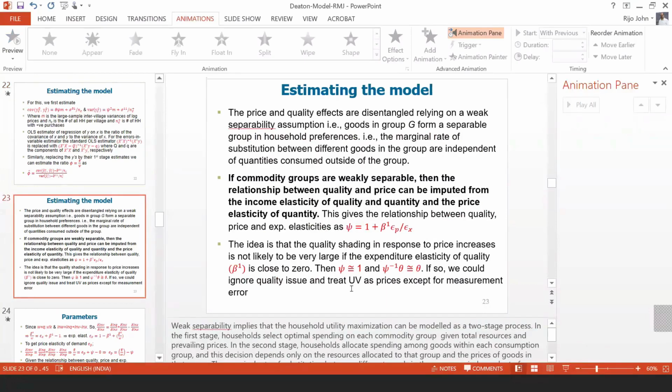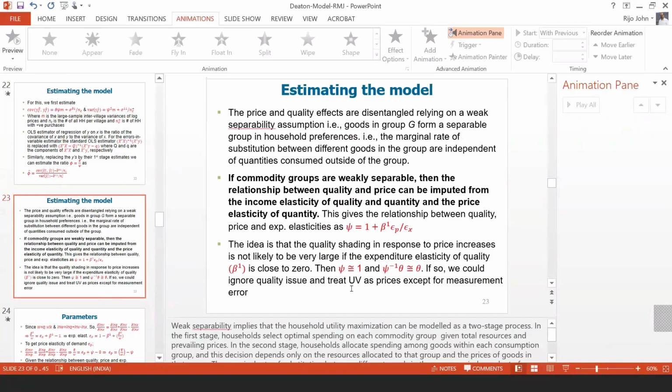for us to be able to disentangle this, Deaton proposes a quality theory. This is the major contribution of Deaton's work. The price and quality effects are disentangled relying on a weak separability assumption. This is the crucial assumption that Deaton uses to disentangle this ratio of psi and theta. The weak separability assumption says that goods in group G form a separable group in households' preferences. In other words, the marginal rate of substitution between different goods in a group is independent of quantities consumed outside of the group.